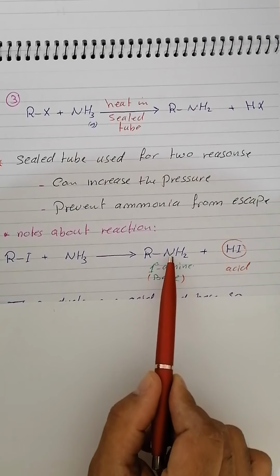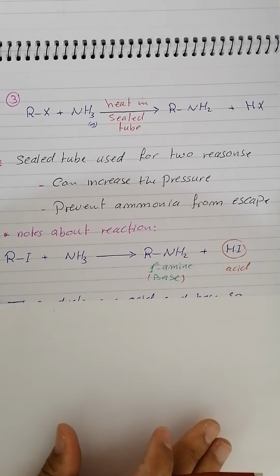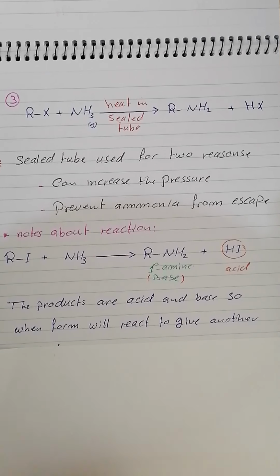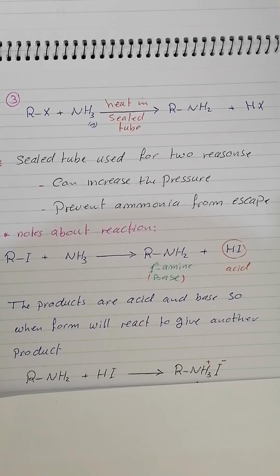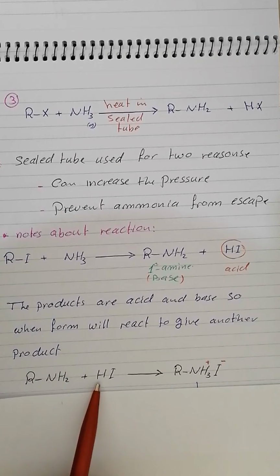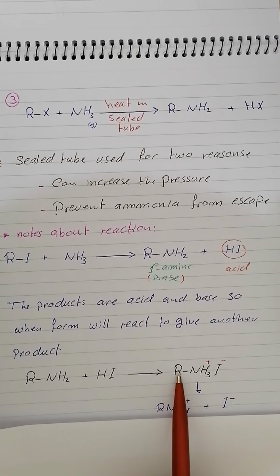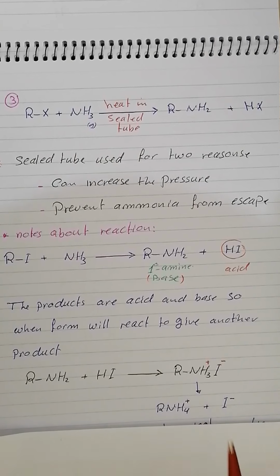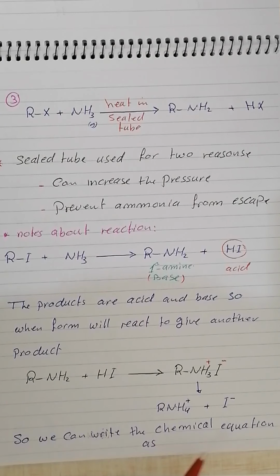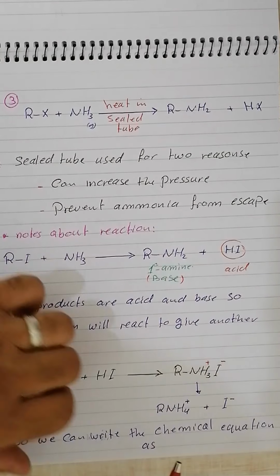Now we have acid and base, both in the same place. So what will happen? The products are acid and base, so when they form, they will react to give another product. RNH2, my amine, will react with hydrogen iodide to give this product and these ions. So we can't write the chemical equation in this shape, it should be something like this. This is my reaction actually.